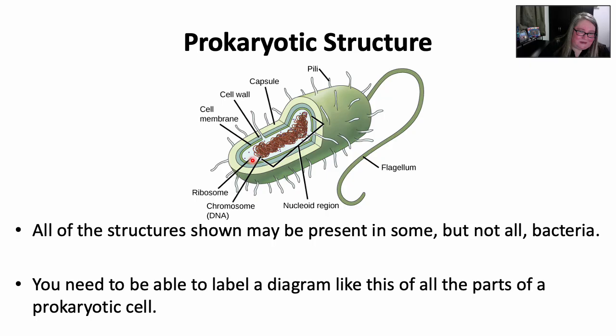Okay, ribosomes are the little dots in the center. The nucleoid region is where our chromosome, or our DNA, is. And those are all the structures that you need to know. Probably the easiest diagram to label for cells is the prokaryotic cell because they have a limited number of structures that make them up.